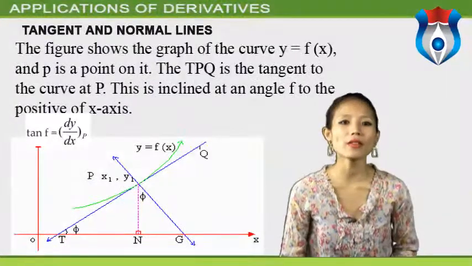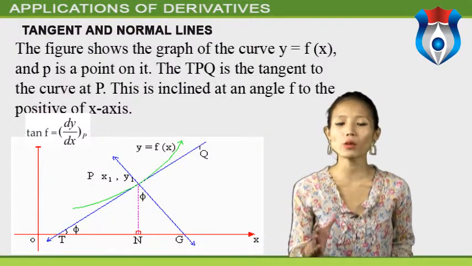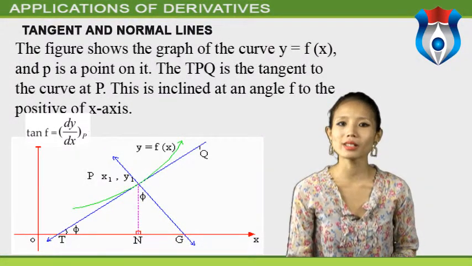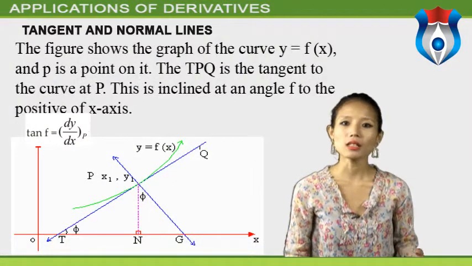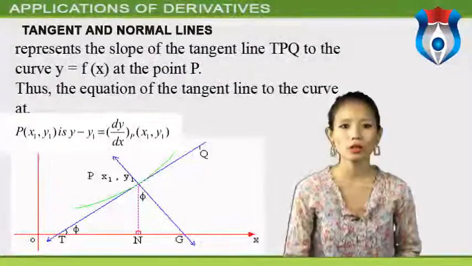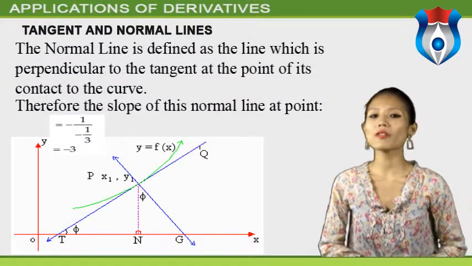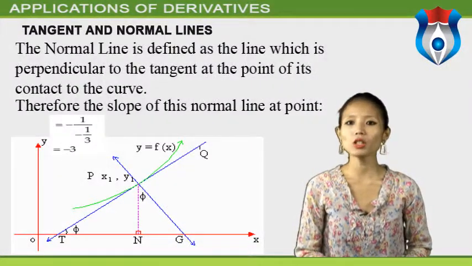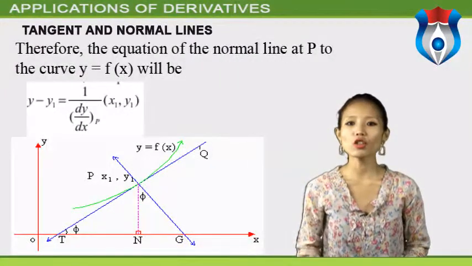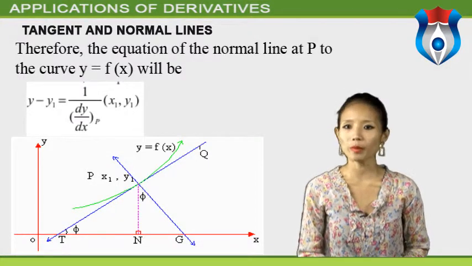Now let us discuss the tangent and normal lines. The figure shows the graph of the curve y equals f of x and P is a point on it. The line TPQ is the tangent to the curve at P. This is inclined at an angle to the positive x-axis. Look at the screen for better understanding. The normal line is defined as the line which is perpendicular to the tangent at the point of its contact to the curve. Therefore, the equation of the normal line at P to the curve y equal to f of x will be as shown.